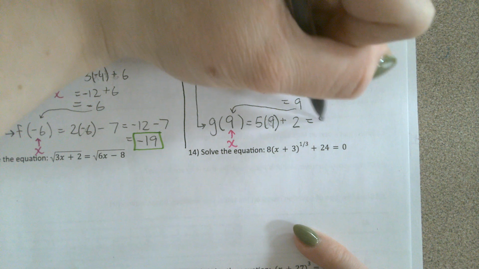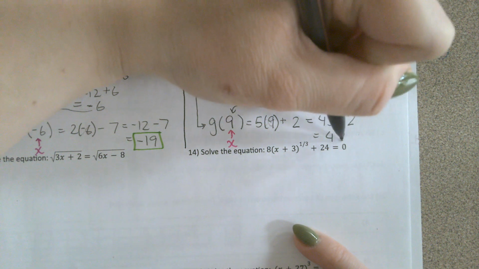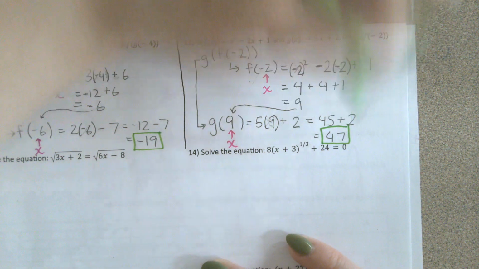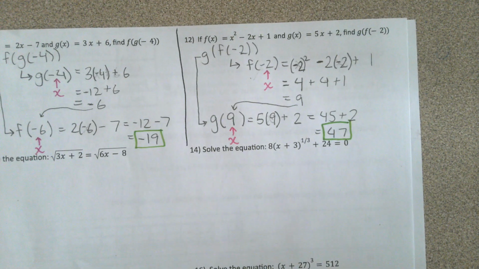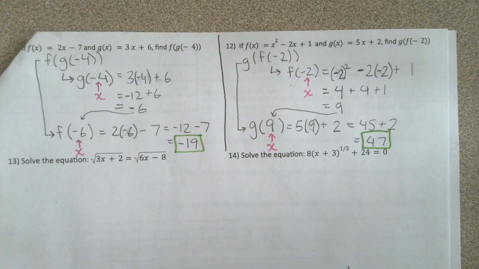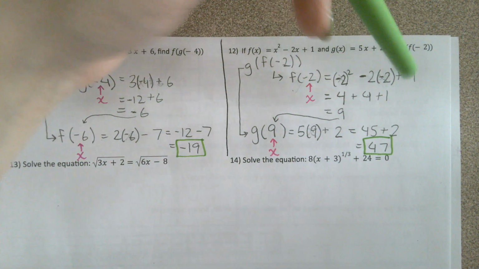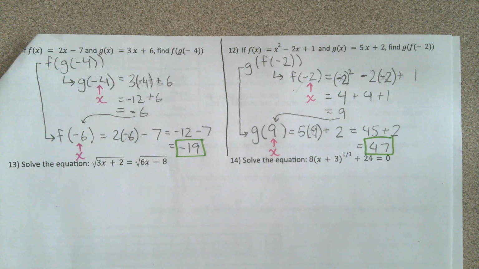Five times 9, that's 45, plus 2, that gives us 47, and I have finished out all of my calculations, so I'm done there. Obviously, you don't have to go through, write it out, and erase. Obviously, you can just go straight into plugging it in if that's what makes sense to you. But for those of you who need the extra step, feel free to do it that way.